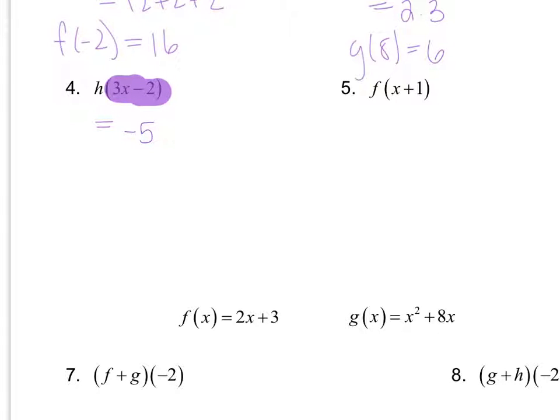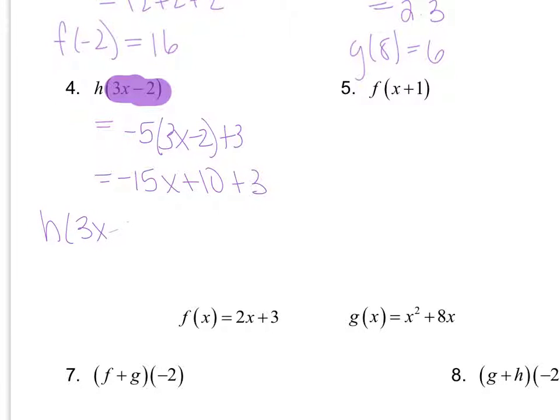So negative 5 times 3x minus 2 plus 3. Make sure you distribute the negative through to everything on the inside of the parentheses. So this gives me negative 15x plus 10 plus 3. So notation on the left-hand side and combine like terms on the right-hand side. You leave the x's in. Remember that we leave the left side alone.